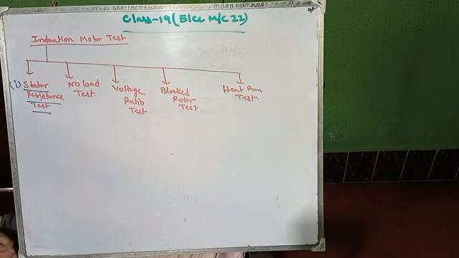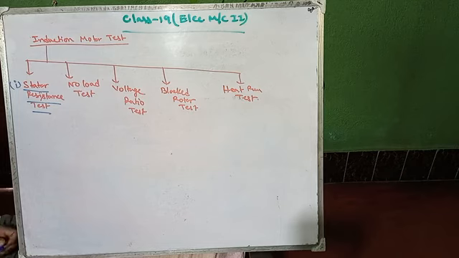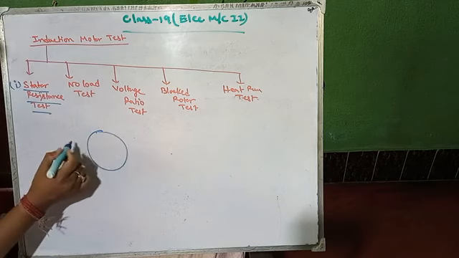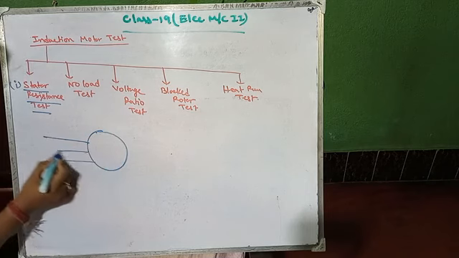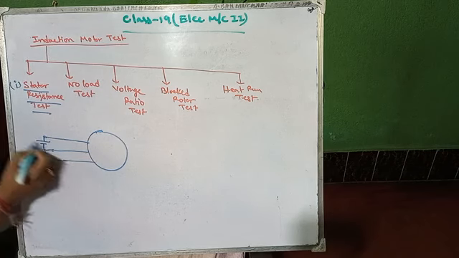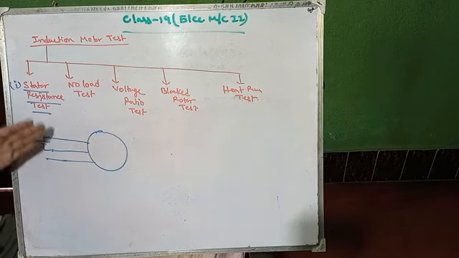DC supply is given to 2 phases of the 3-phase input conductors. If we consider the stator of a 3-phase induction motor, then between any 2 phases of the given inputs, we have to put a DC source, VDC.